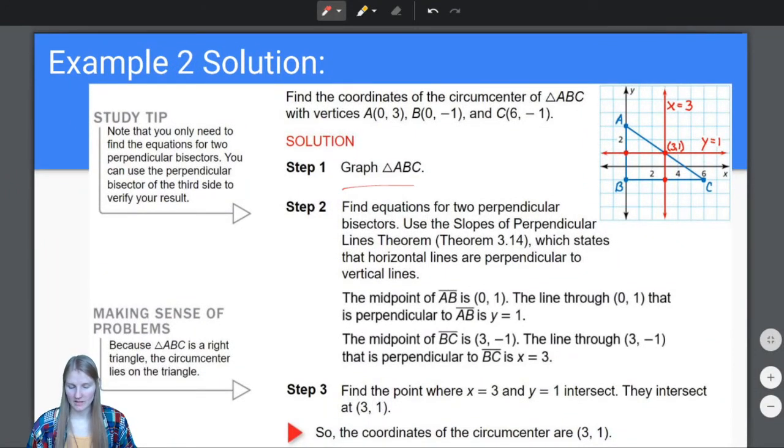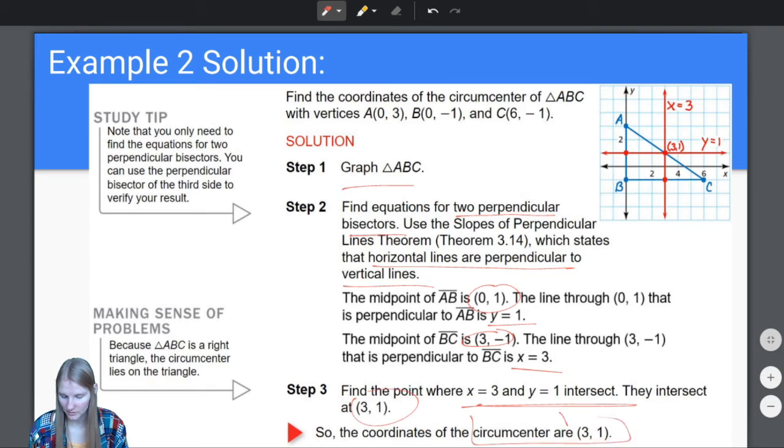Step 1, graph ABC. Find equations for 2 perpendicular bisectors, since we don't need all 3 of them. Horizontal lines are perpendicular to vertical lines. Midpoints, perpendicular, yep. Find the point where they intersect at (3, 1). So the circumcenter is (3, 1). We were correct. Awesome. Alrighty.